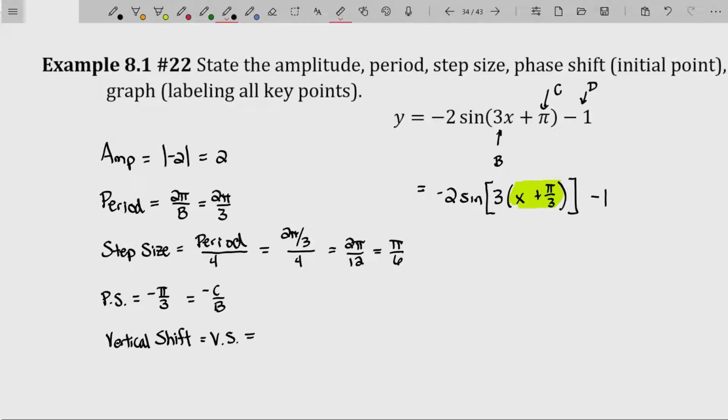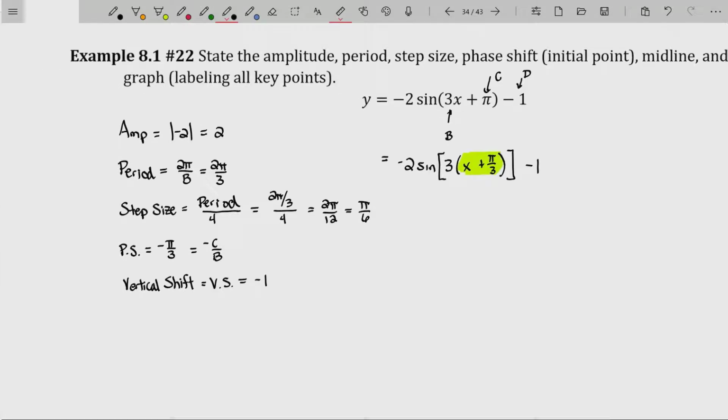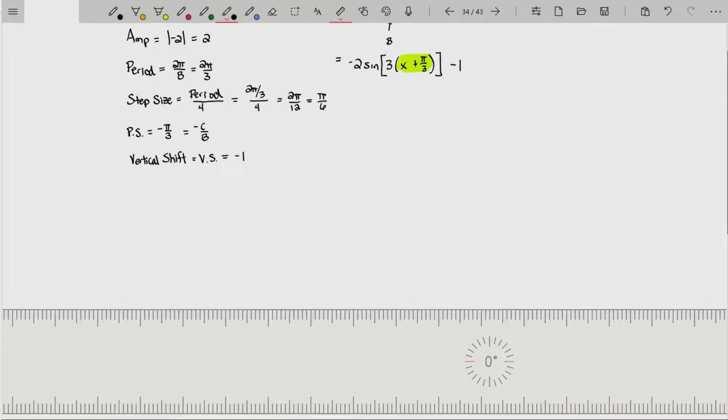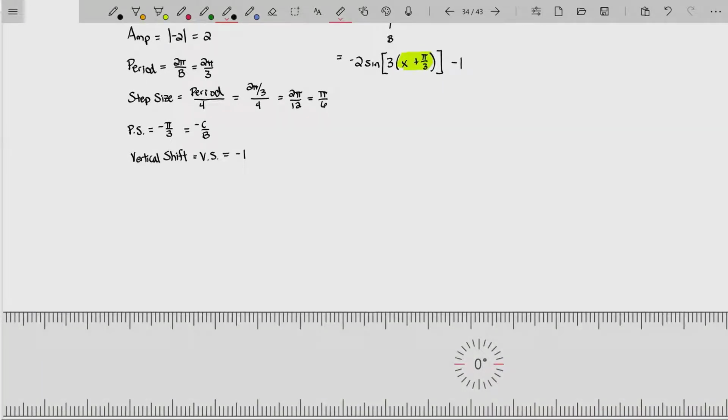Has it been lifted or lowered? It has been lowered 1 unit. Now, to graph, I start with the vertical shift. I graph the midline. I'm going to use green to graph that midline, and I usually dash it if I can.